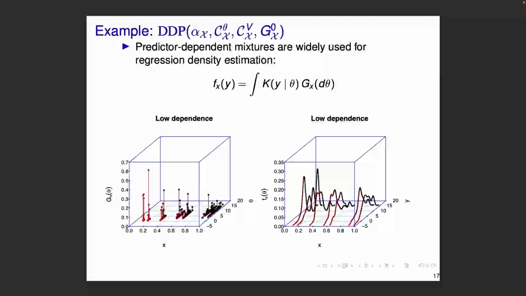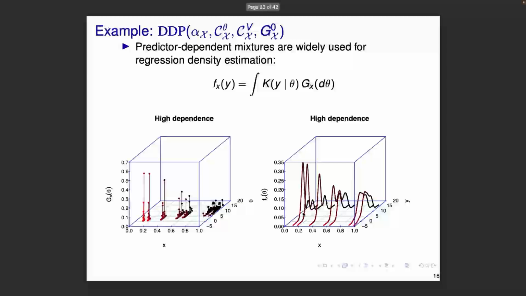We can see here that if the mixing distributions are not similar when the x's are close by, we don't expect to see the same behavior of the density. But if we introduce more dependence, then we are going to see that they change in a more smooth way, and that could be very important for borrowing information.